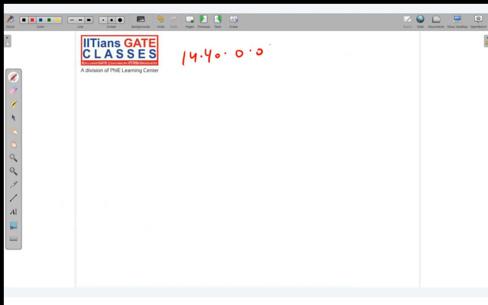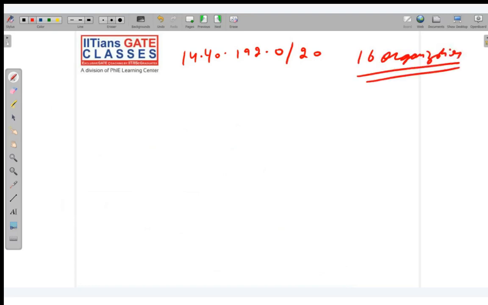14.40.0.0. Okay, and let us make it a bit trickier one. Let us suppose I take 192.0.0.0 slash 20. Okay, let us take this slash 20, and now I am saying divided among 16 organizations.